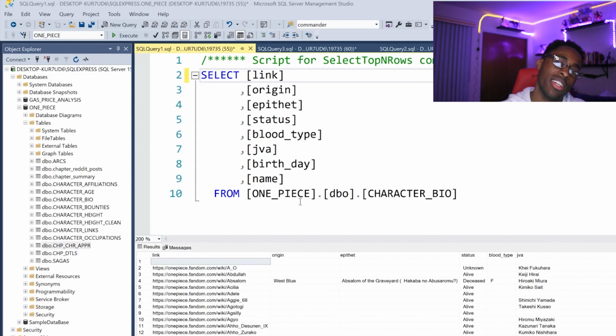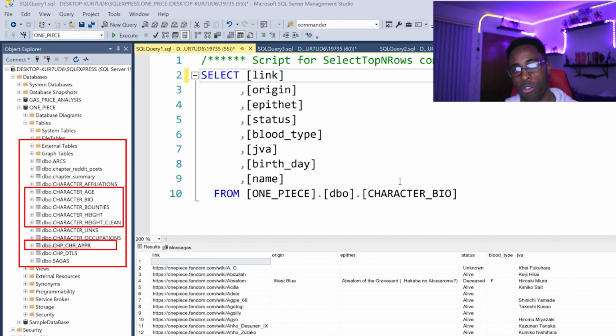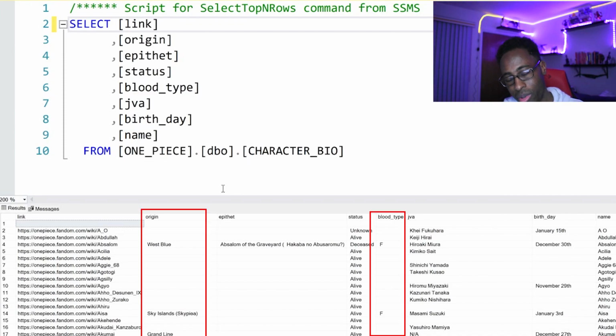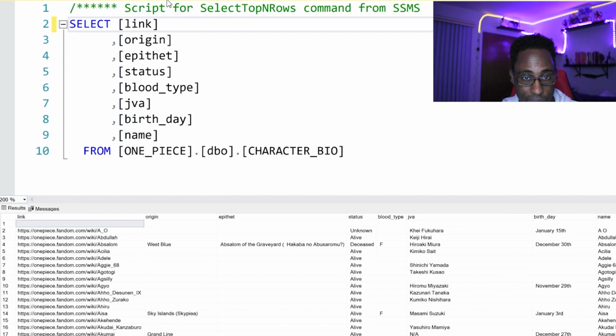Ultimately, what we have is now 12 to 13 different tables that you can see here, and we're going to be focusing on 4 or 5 of them for this analysis. So the first table is going to be One Piece character bios. We're going to be pulling the origin and the blood type from this field. I thought those would be interesting categorical variables to analyze in the bounty analysis.